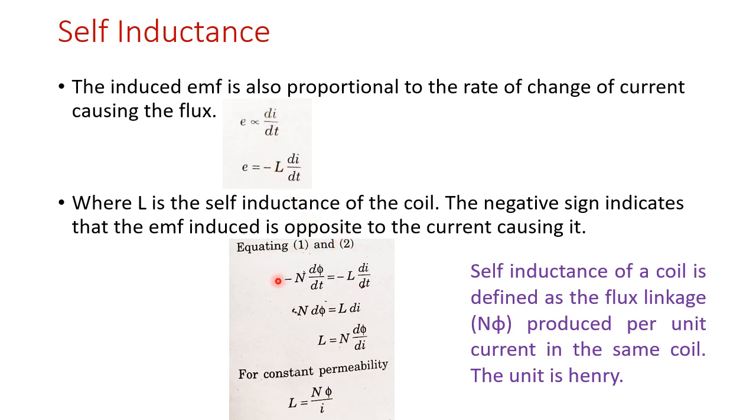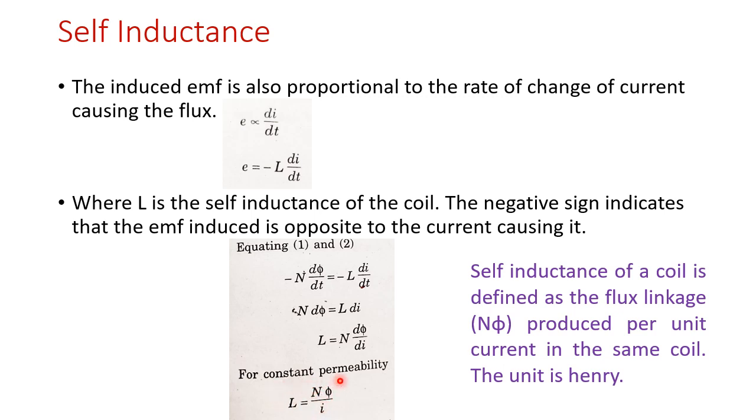What is that? The rate of change of flux and the rate of change of current, that is minus N into d phi by dt, is equal to minus L into di by dt. Equating these two equations, we will get N into d phi equal to L into di, and simplifying this equation we will get L is equal to N phi by I.